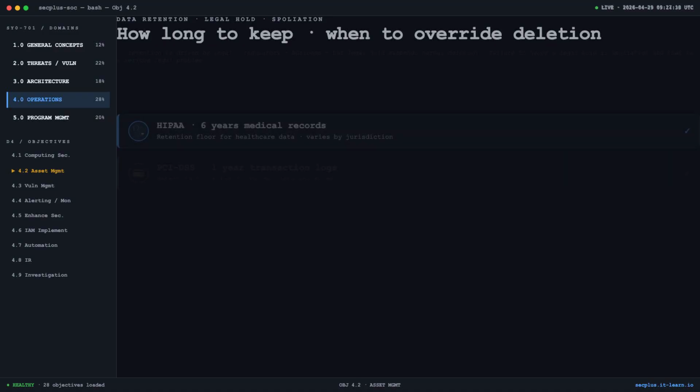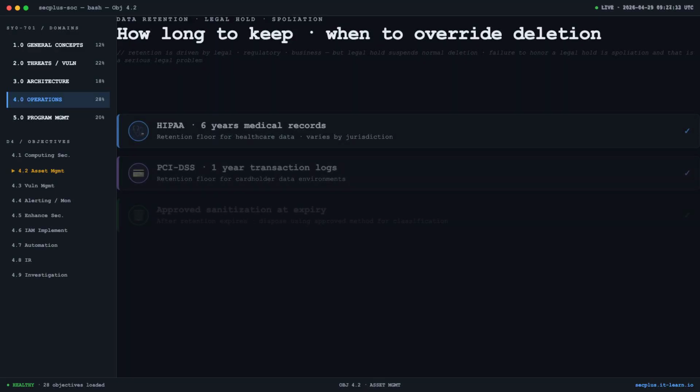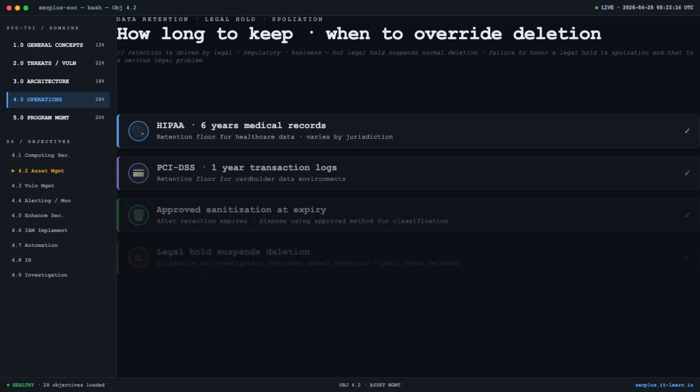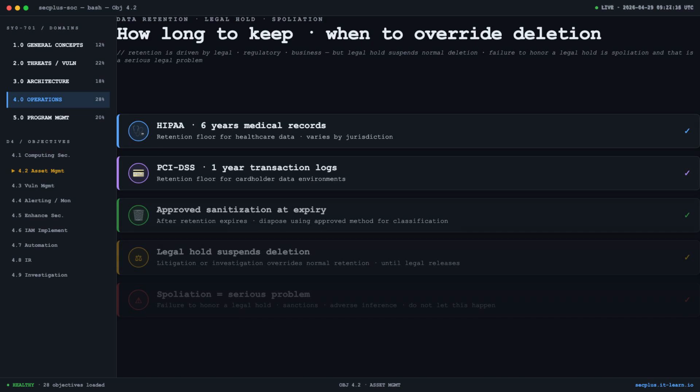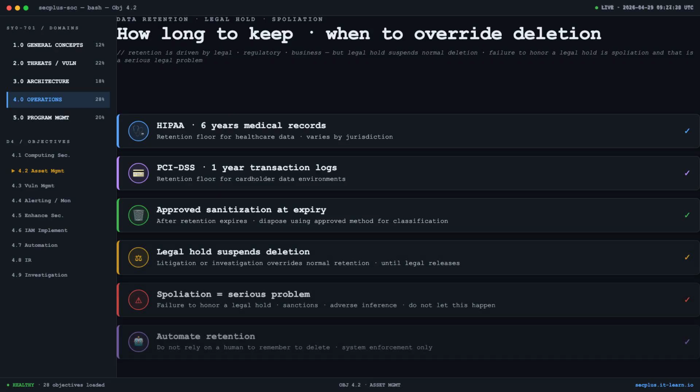And here is the trap. Legal hold suspends normal deletion policies when data is subject to litigation or investigation. Even if a record is past its retention date, a legal hold preserves it until the legal team releases the hold. Failure to honor a legal hold is called spoliation, and it is a serious legal problem. Automated systems should enforce retention. Do not rely on a human to remember to delete.